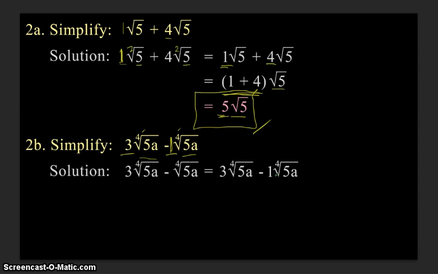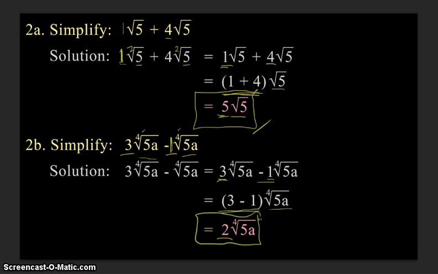So again, para hindi kayo malito, pwede nyong isulat yung 1 sa harapan ng radical sign. Okay. So 3 minus 1. And then isulat natin yung common radicals, which is 4th root of 5a. Then subtract 3 minus 1 is 2 times 4th root of 5a. Okay, so this is our final answer.